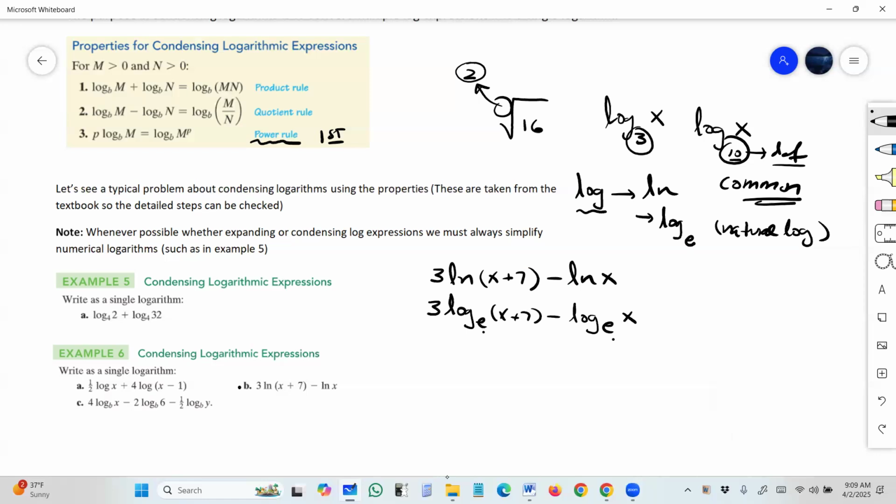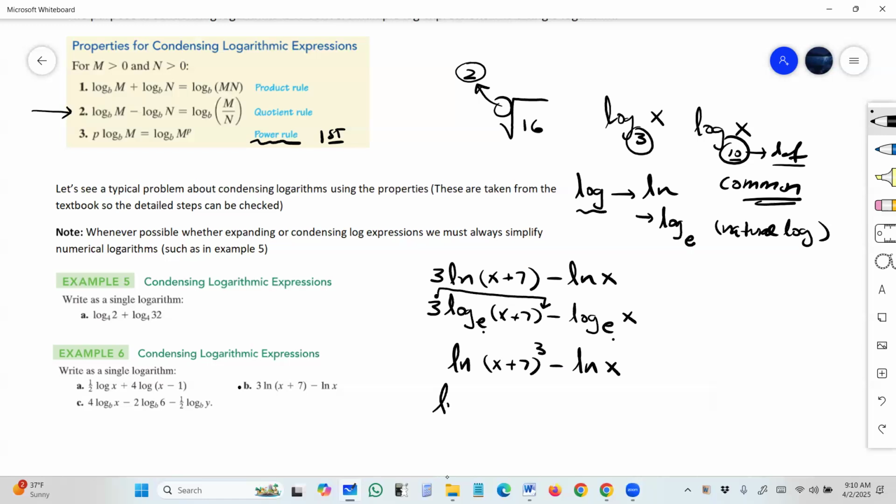I don't have to convert any radical forms to exponential, so I can immediately apply the power rule right here. Remember, the power rule on condensing is done first. So ln of x plus 7 to the 3rd minus ln x. And now I will apply the quotient rule because I have a minus. Notice the answer: I'm going to write it correctly, and then the incorrect way, because I don't want you to make that mistake.